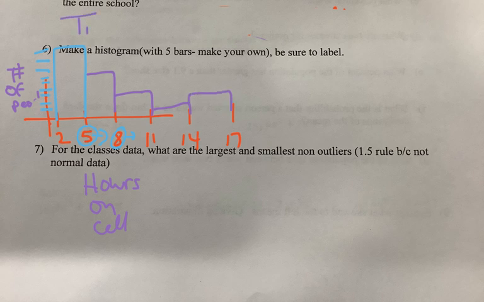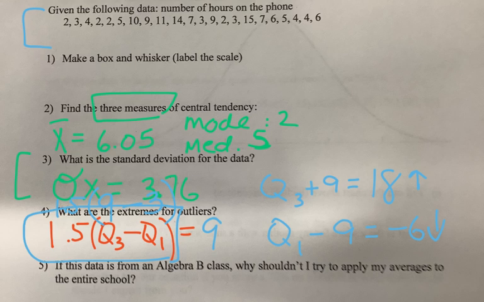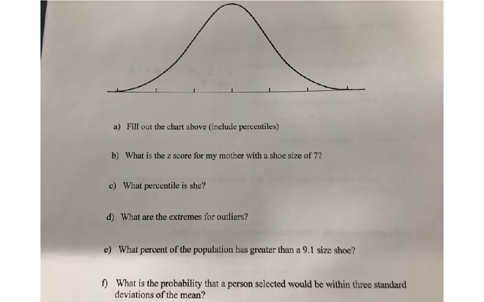Again, title, the top. This question a second time. I didn't realize I'd already asked this up in the beginning part, but for the classes data, we just did that already. That was the numbers that we had back here, 18 and up and below 6. All right, so filling out this normal bell curve here.